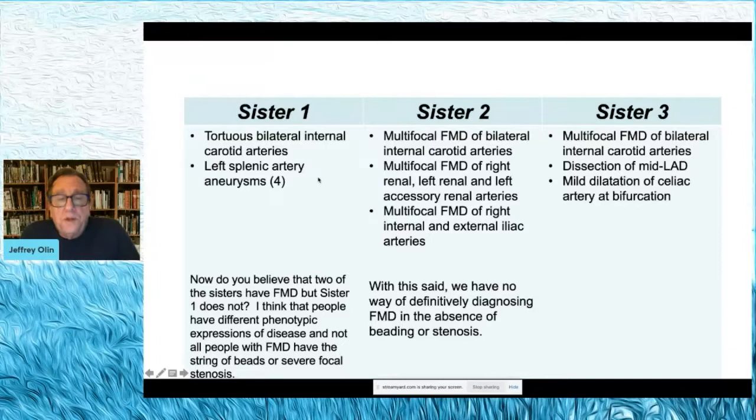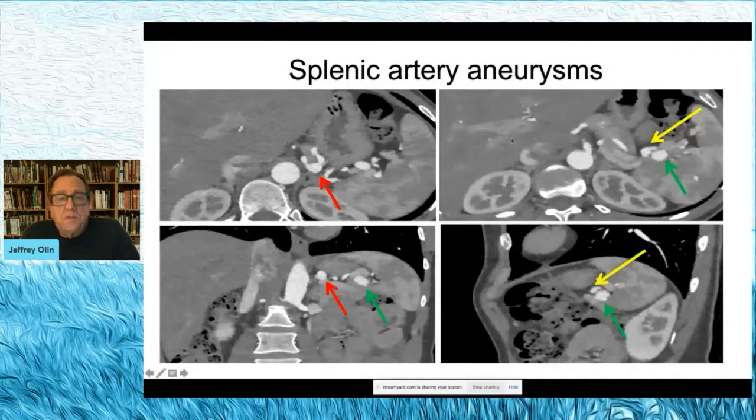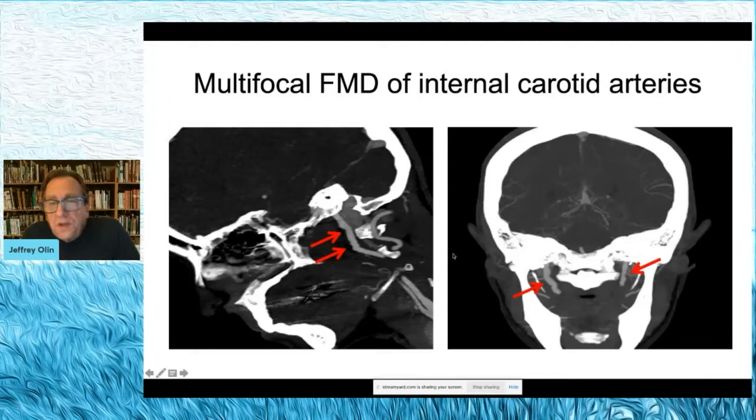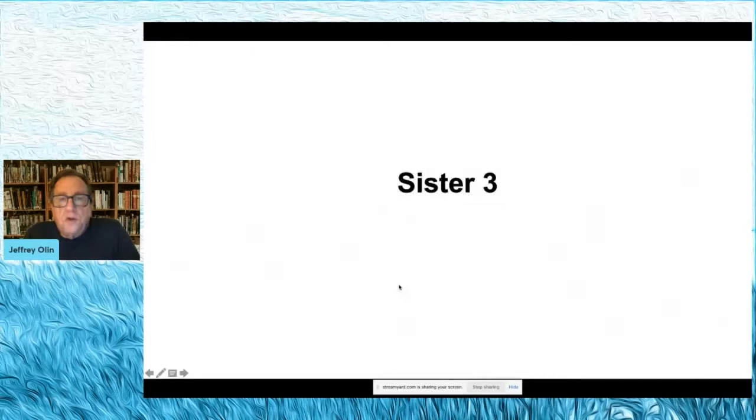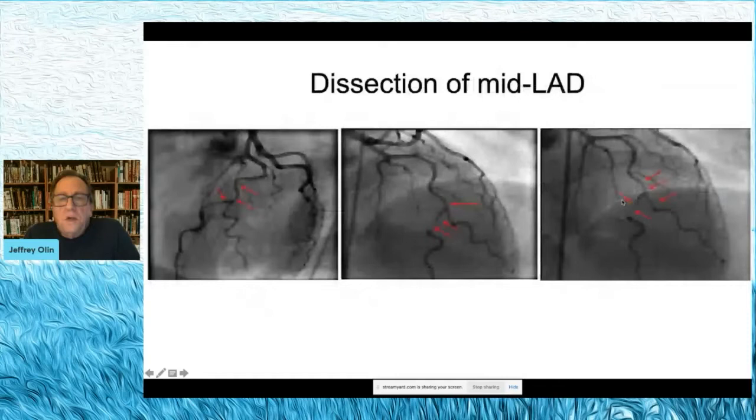Here's her splenic artery aneurysms. And here's the string of beads in the carotid arteries of the other sisters, the iliac arteries, an enlargement of the celiac artery, and her spontaneous coronary artery dissection of the left anterior descending. You're going to hear much more about this from Dr. Esther Kim later on today.